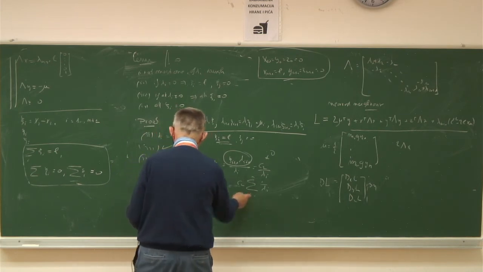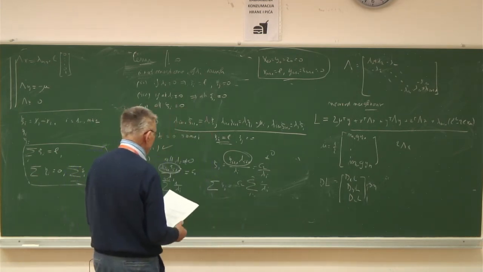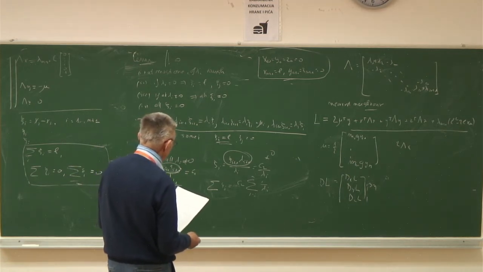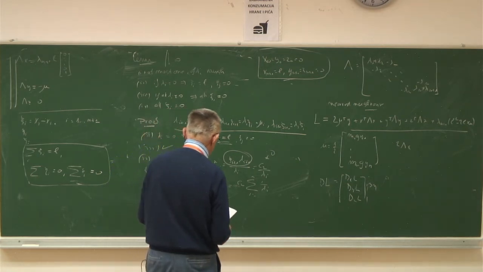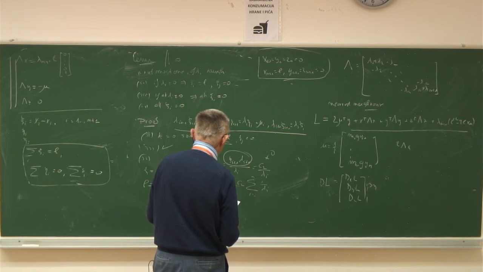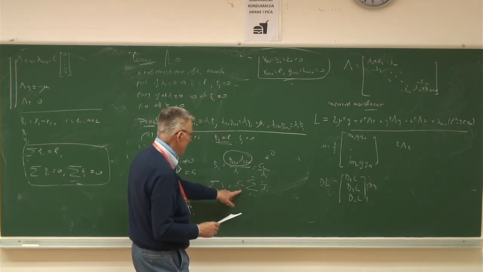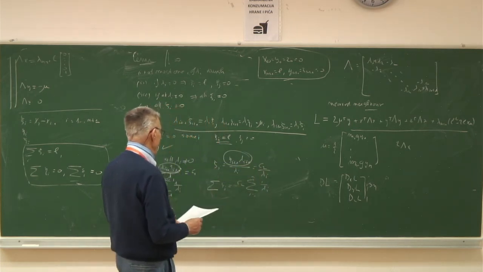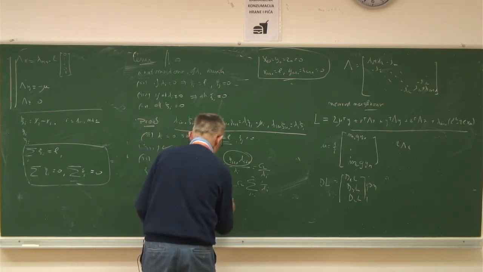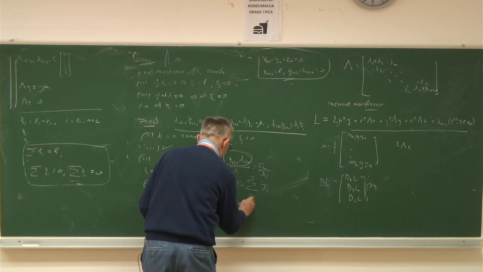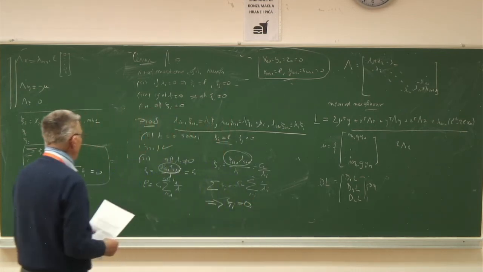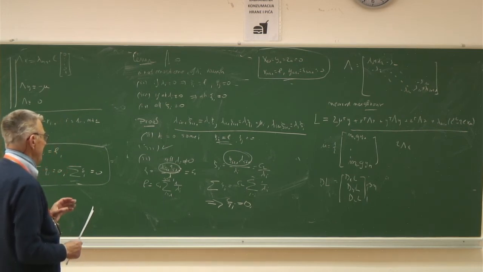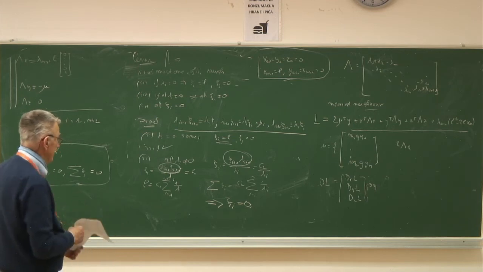This is non-zero because of this. And this means that this C2 should also be 0. Otherwise it's a contradiction. So all Zi are 0. That is, in the stationary point, the catenary is plane. Plane.